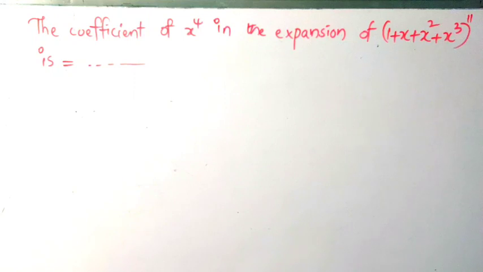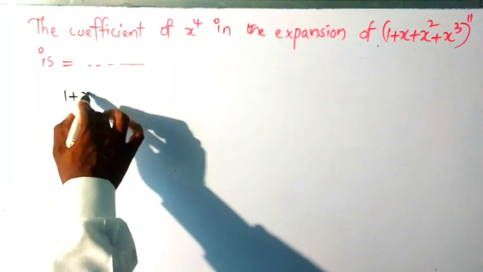See here, the coefficient of x power of 4 in the expansion of (1 + x² + x³) whole power of 11. So this is the given question. We find the x power of 4 coefficient, but the given expansion is a multinomial, not a binomial. But here we can change it into a binomial. See here, how to change?